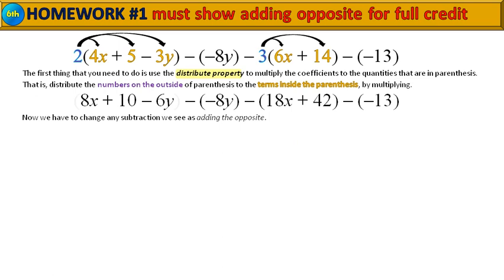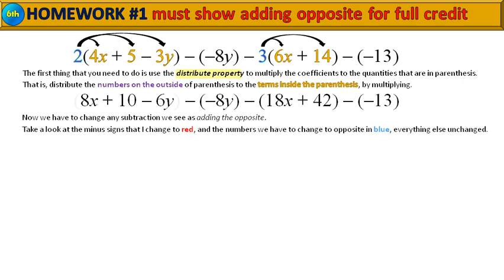Now we have to change any subtraction we see as adding the opposite. Take a look at the minus signs that I changed to red, and the numbers we have to change to the opposite in blue. Everything remains unchanged.